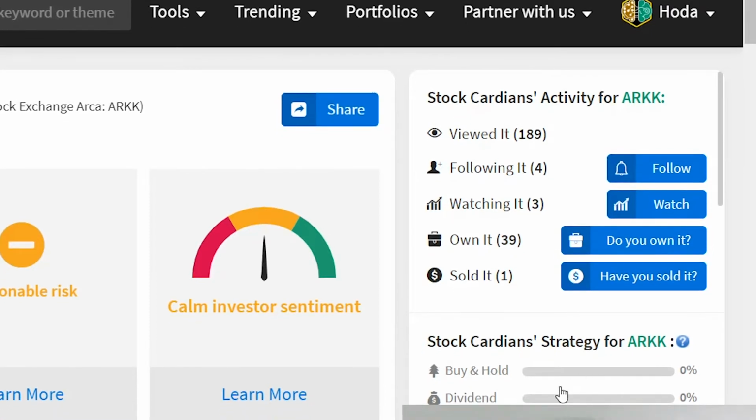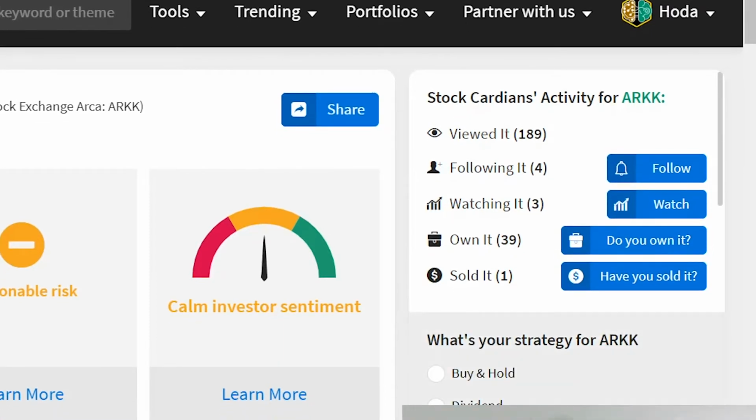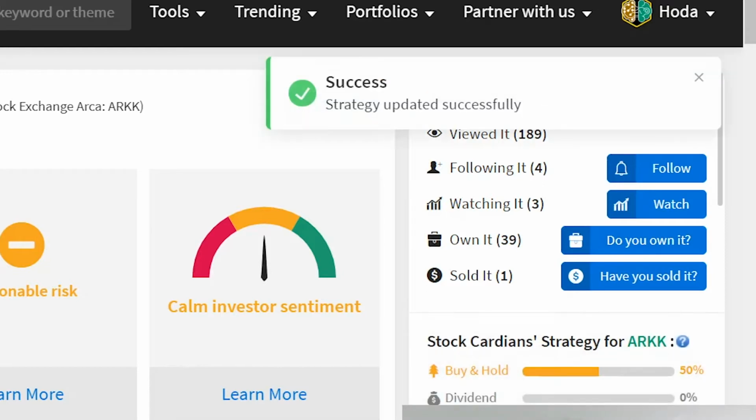Of course, just like stock cards, you could enter your own strategy. For example, I really love ARK for buy and hold. So I submit my strategy as buy and hold.